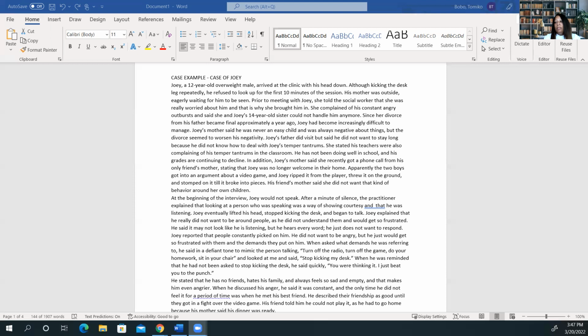In addition, Joey's mother said that she recently got a phone call from one of his only friends' mothers, saying that Joey was no longer welcome in the home. This was because there was an argument between two boys, and Joey ripped the controller from one of the visitors and threw it on the ground and stomped on it until it broke into pieces. The friend's mother said that she didn't want that type of behavior around her children.